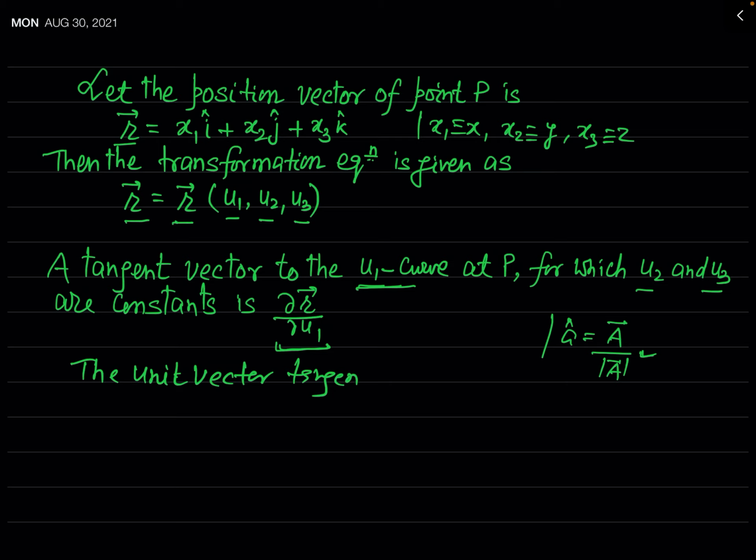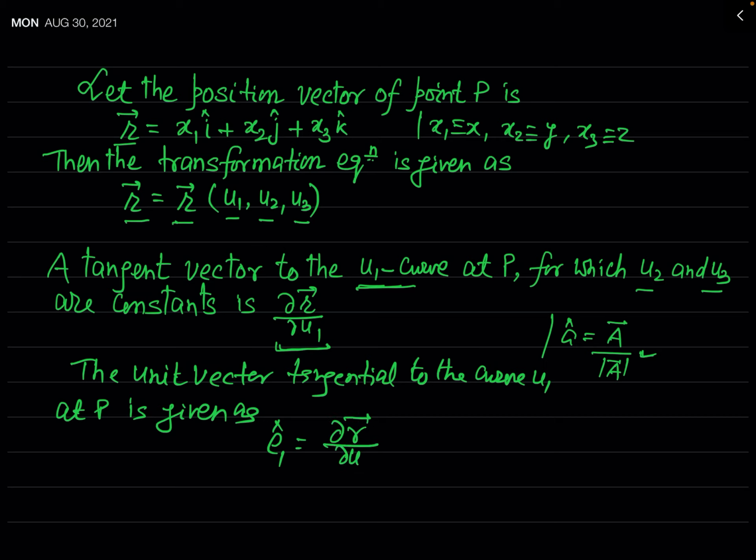So you can say the unit vector tangential to the curve u1 at P is given as e1 hat equal to del r by del u1 divided by mod of del r by del u1, and you can write it as del r by del u1 divided by h1, where we have assumed that this h1 is simply equal to mod of this del r by del u1.